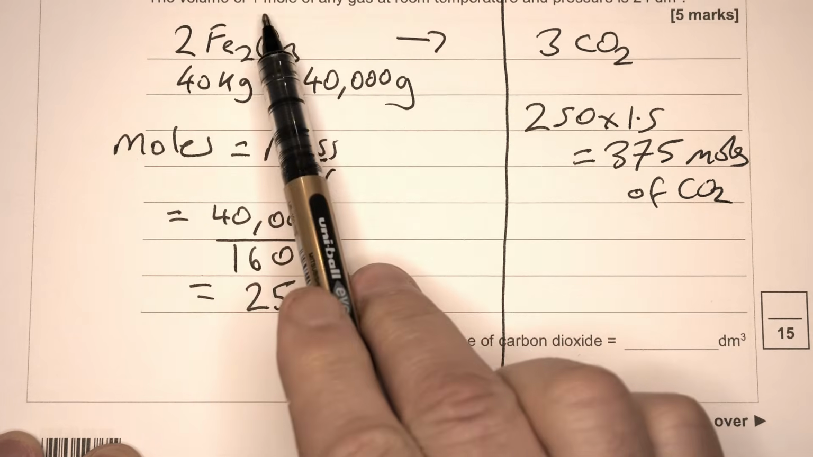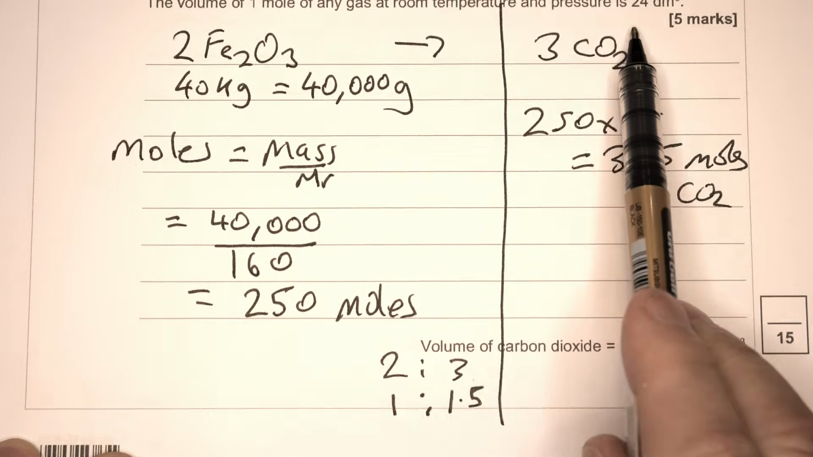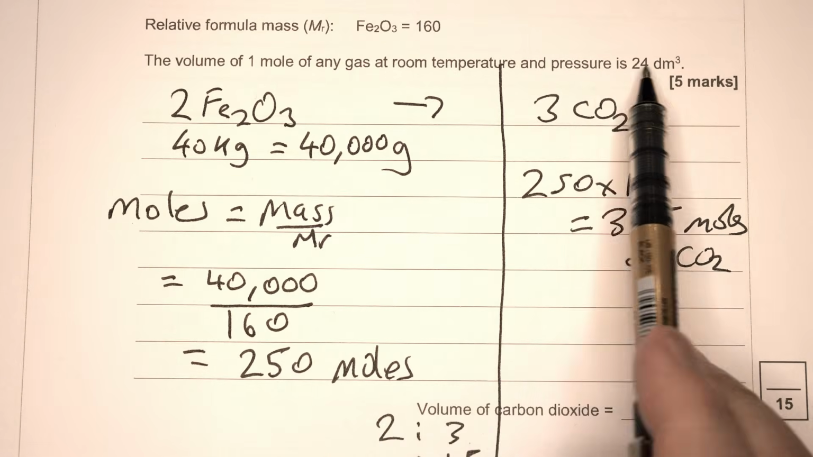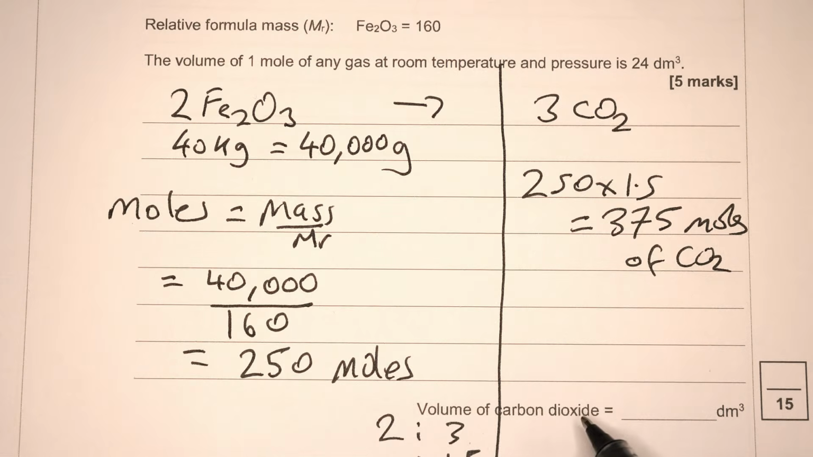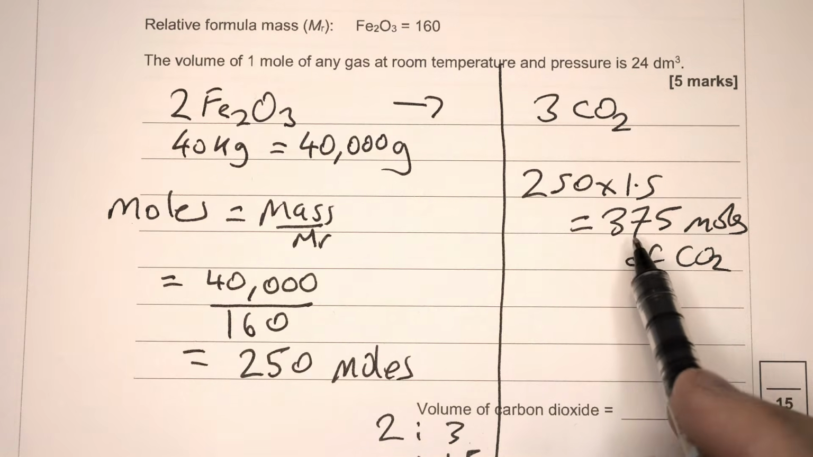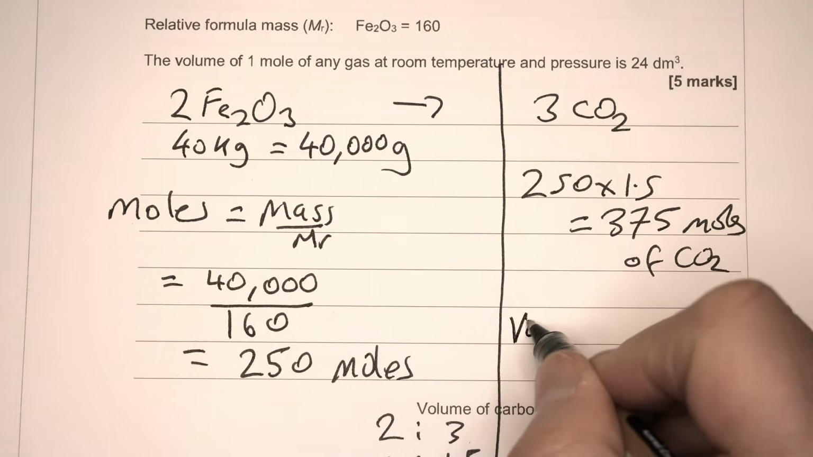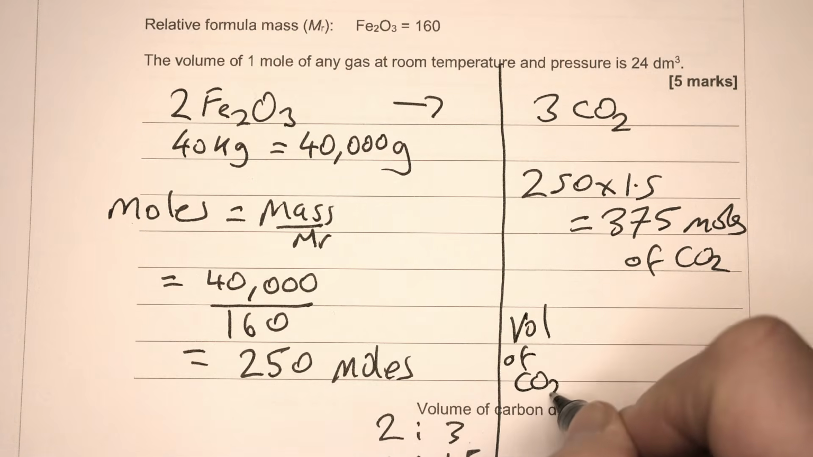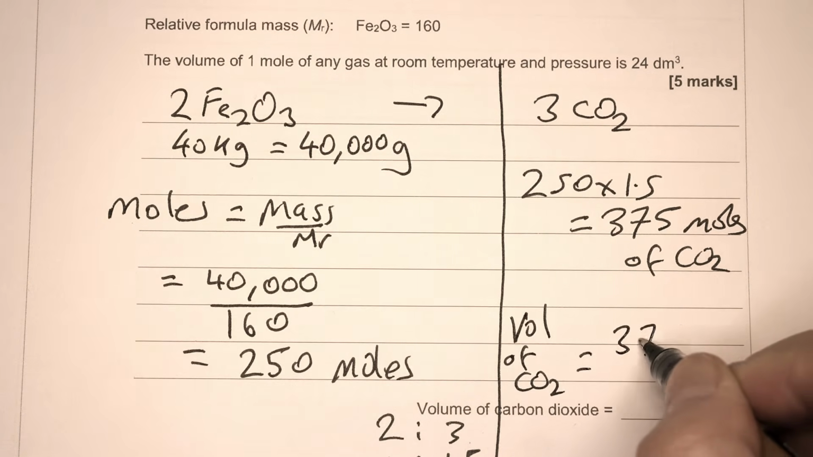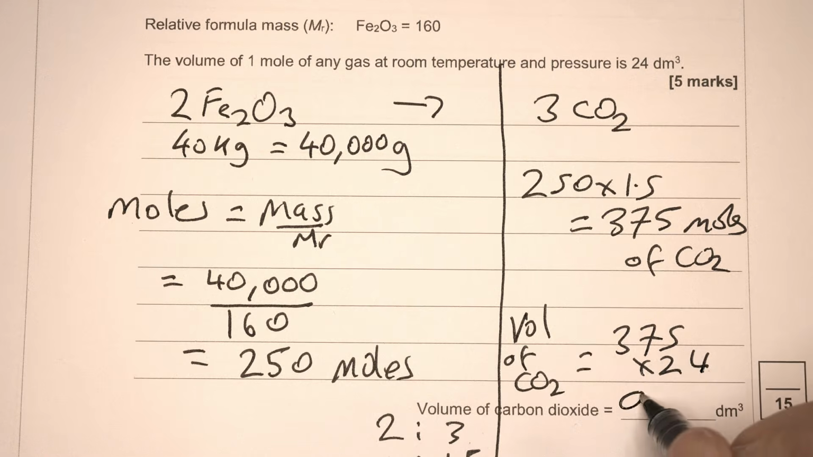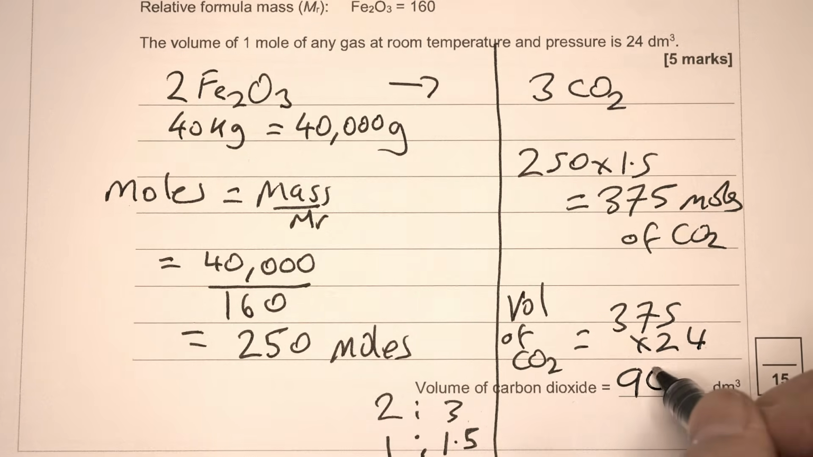Now we know that 1 mole is 24 dm cubed in terms of volume. It tells us in the question 1 mole equals 24 dm cubed. So to get the volume of carbon dioxide, we just times the number of moles by 24. So the volume of CO2 is 375 times 24, which is 9,000.